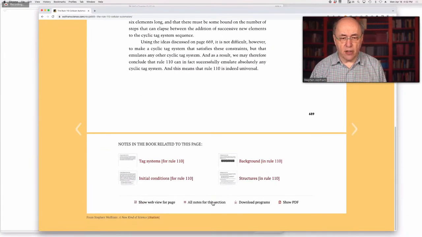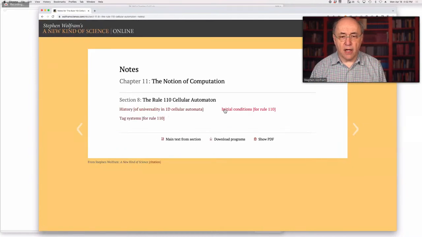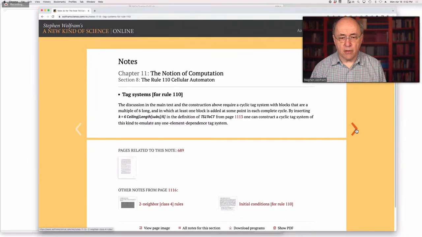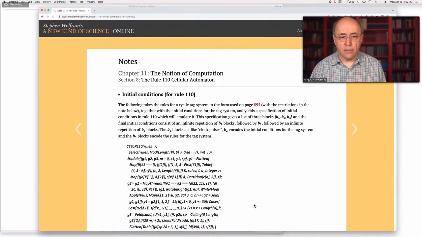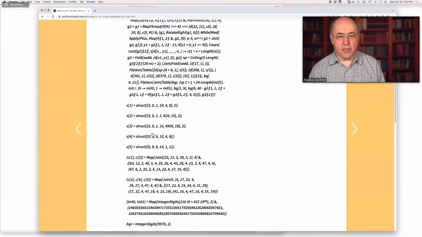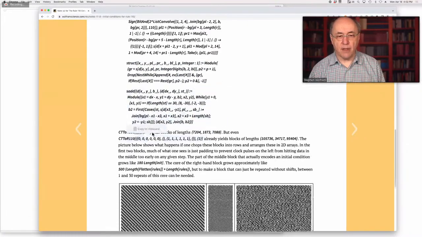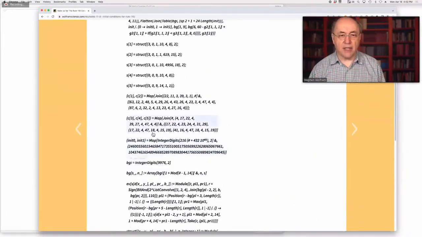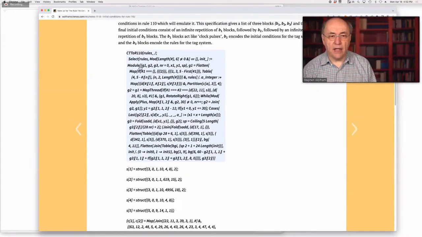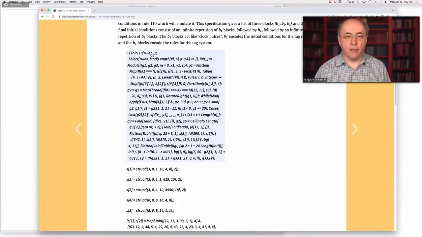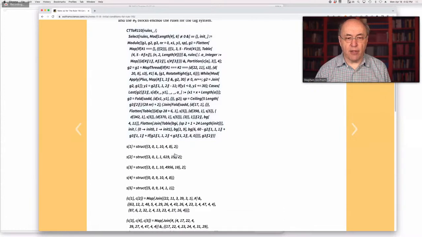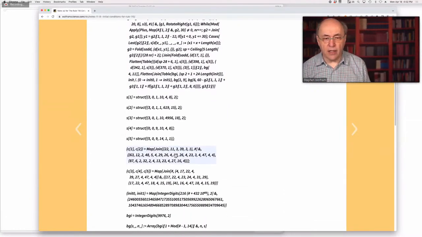Okay, so let's take a look at some notes here. All right, let's see. What is this? Oh, that's right. I was looking for a note that wouldn't be there because the whole point is that this is the compiler for rule 110. That's the thing that takes the rules for the cyclic tag system and produces an initial condition for rule 110 that will emulate that cyclic tag system. Might take it a while, but it will always do it.